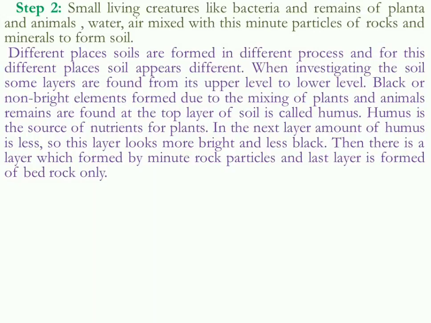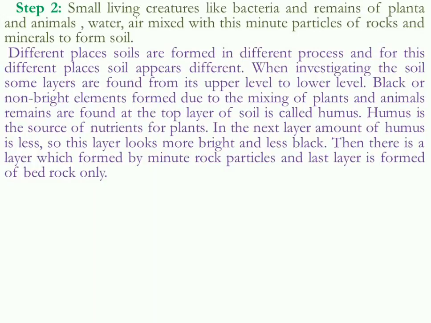We know that soil is different in different places, because of differences in appearance and sometimes in ingredients, that means the particles contained in the soil are different. When investigating the soil, some layers are found from its upper level to lower level. Black or non-bright elements formed due to the mixing of plant and animal remains are found at the top of the soil, called humus.